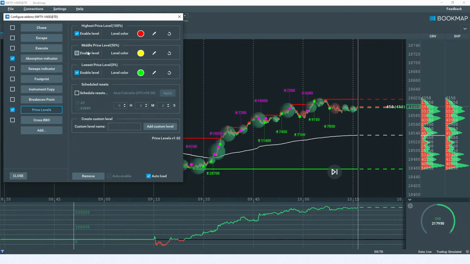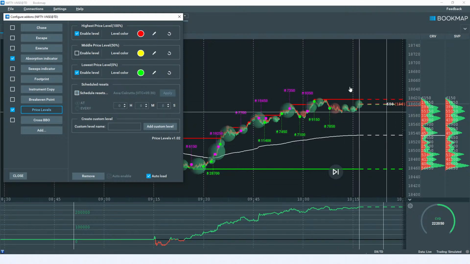So I usually don't look into the middle price, because that's basically the 50% of the entire range. Okay, and then we have scheduled resets. This is one of the useful tools for those who use shorter time periods. If you don't schedule it, it will consider the entire day range. If not, you can also change this at every single time.